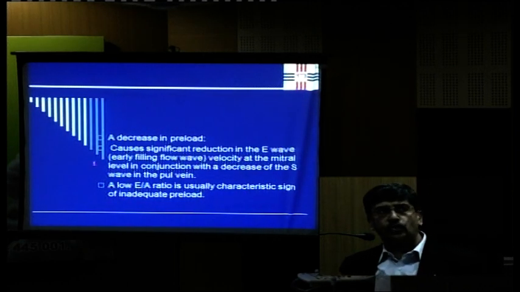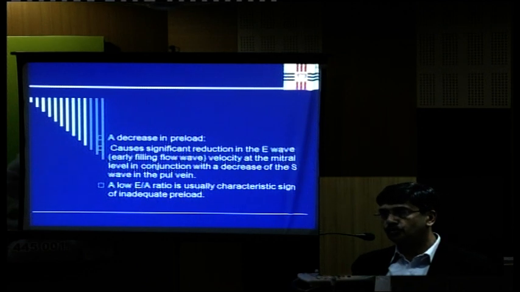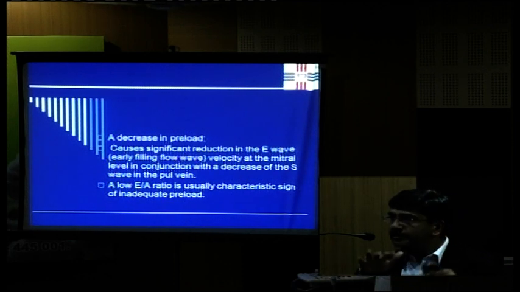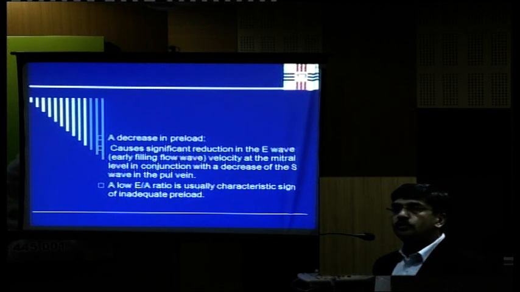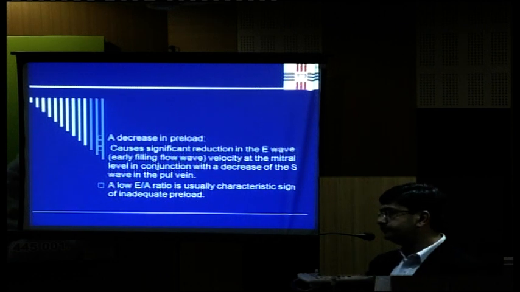A decrease in preload would be classically seen as low E by E prime ratio. This patient needs less fluid, reduce the diuresis. Or if he is in ICU, increase the fluid or increase the preload by giving him more fluids.